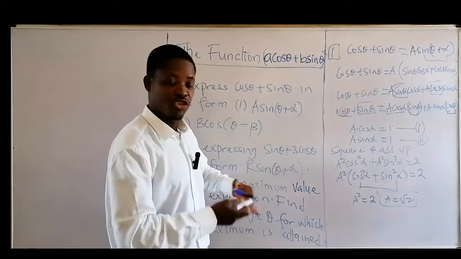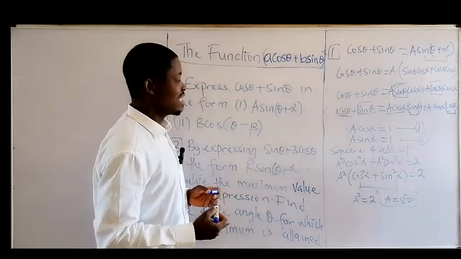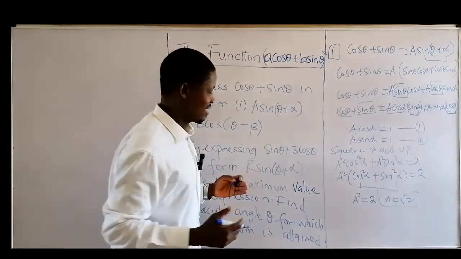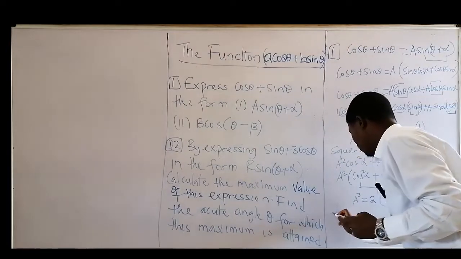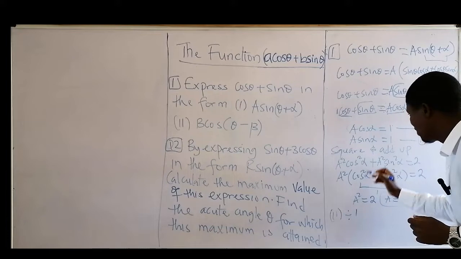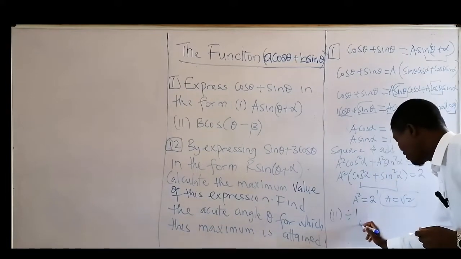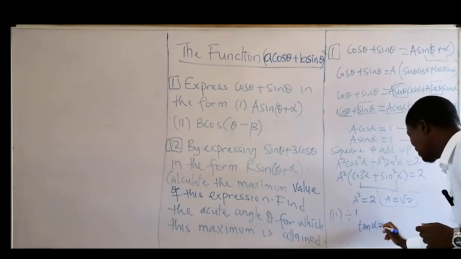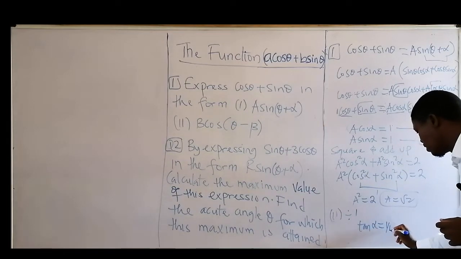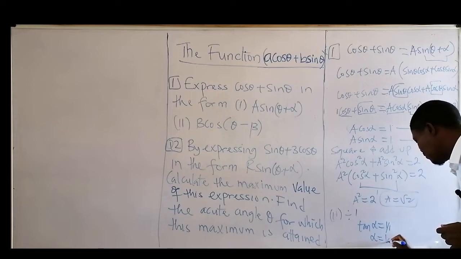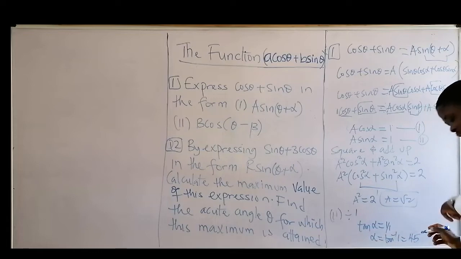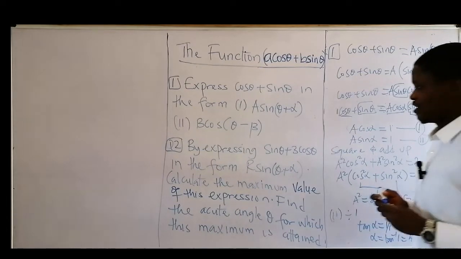Another way, the second method, is to divide equation 2 by equation 1. That will give you tan alpha equal to 1 over 1, and 1 over 1 is 1. So alpha is arctan 1, which is 45 degrees.